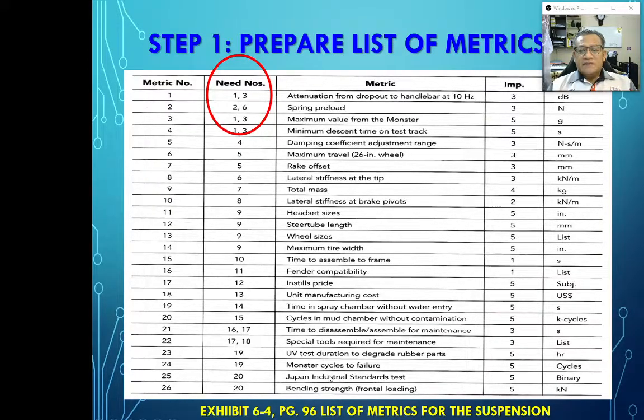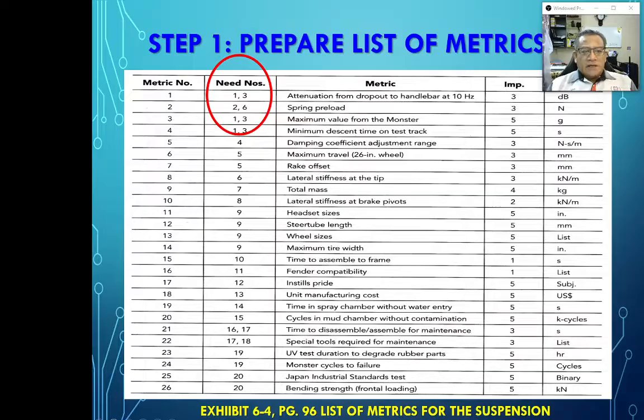So, for example, the maximum tire width, right? Customer need number 9. So it is very important. It has very sufficient maximum width. It is measured in inches, for example, right? So this is the preparation of the metric list in order to satisfy all the customer needs, from customer need number 1 until number 20.